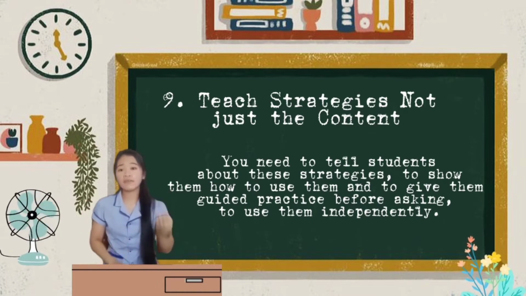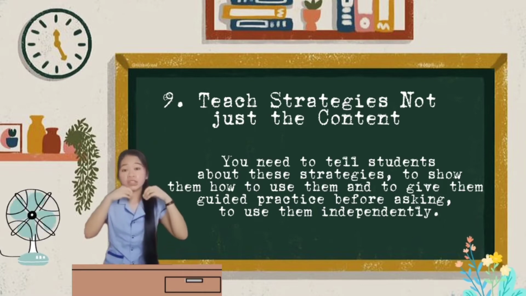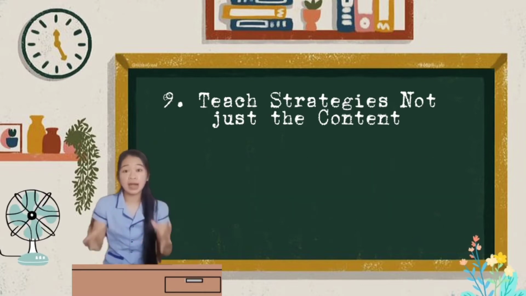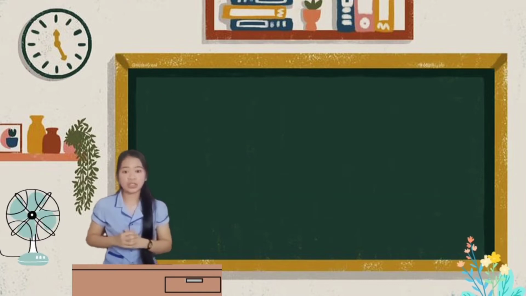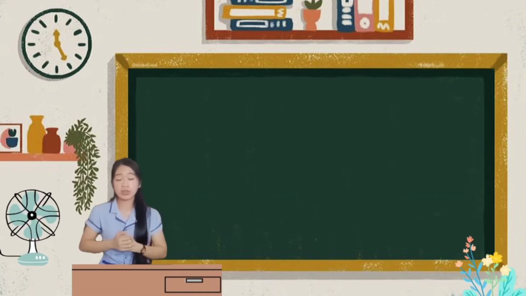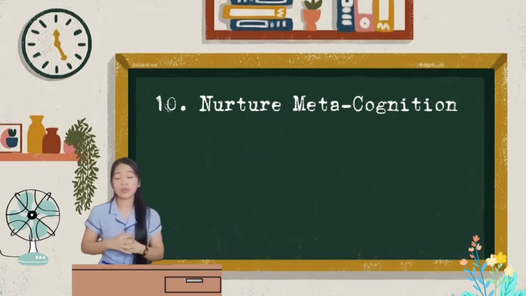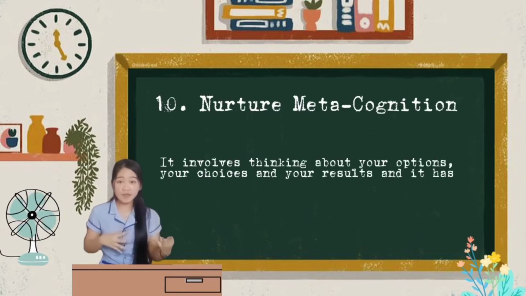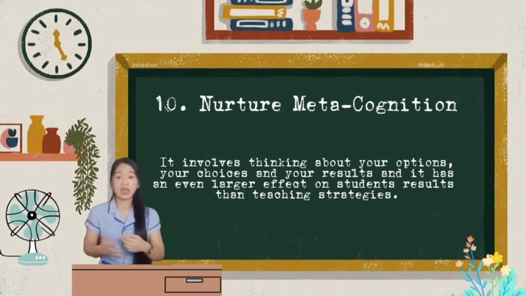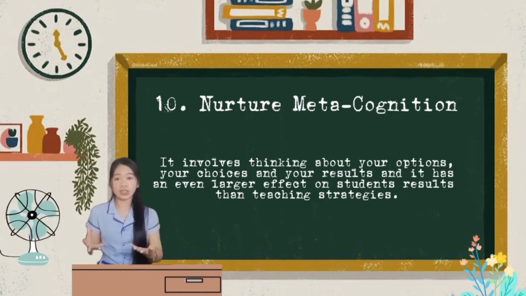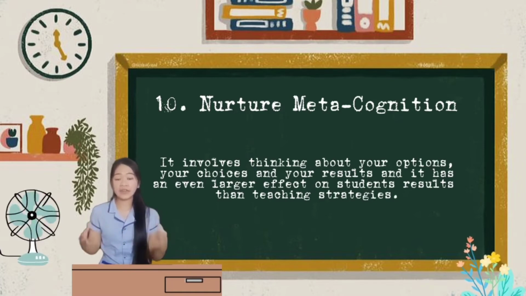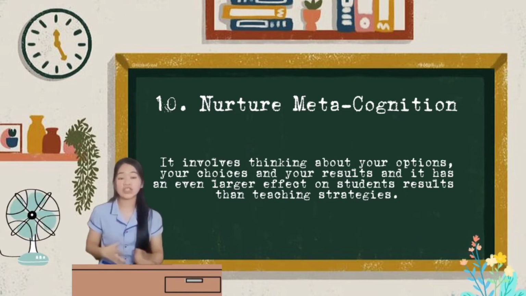So when you give specific strategies to your students, you need not just to say it to them. You need to teach them how to use that kind of strategy. So the tenth one: nurture metacognition. When we say metacognition, it involves thinking about your options, your choices, and your results, and it has an even larger effect on students' results than teaching strategies.